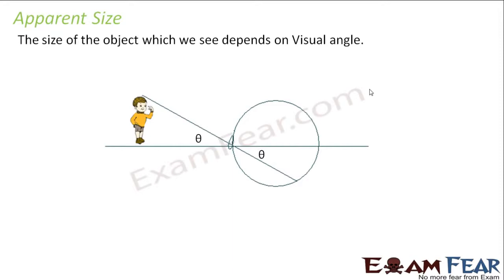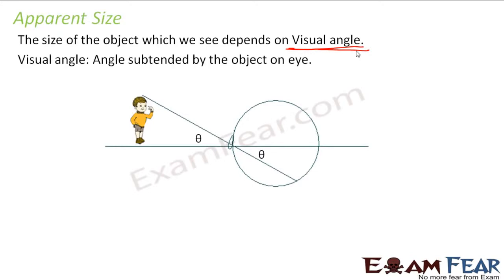So it says that the size of the object which we see, that is the apparent size, depends on the visual angle. What is this visual angle? It is the angle through which we are viewing the object. That means the angle subtended by the object on the eye. So what is visual angle? Angle subtended by the object on the eye. Let us suppose this is the object and this is the eye. So now the angle which this object subtends on the eye is theta.